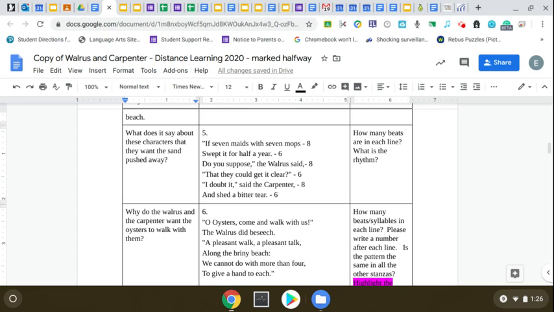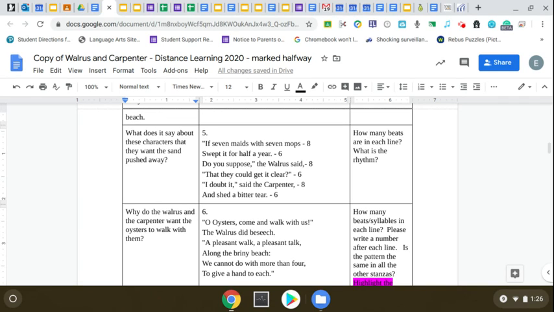Stanza 5. If 7 maids with 7 mops swept it for half a year, do you suppose, the walrus said, that they could get it clear? I doubt it, said the carpenter, and shed a bitter tear.